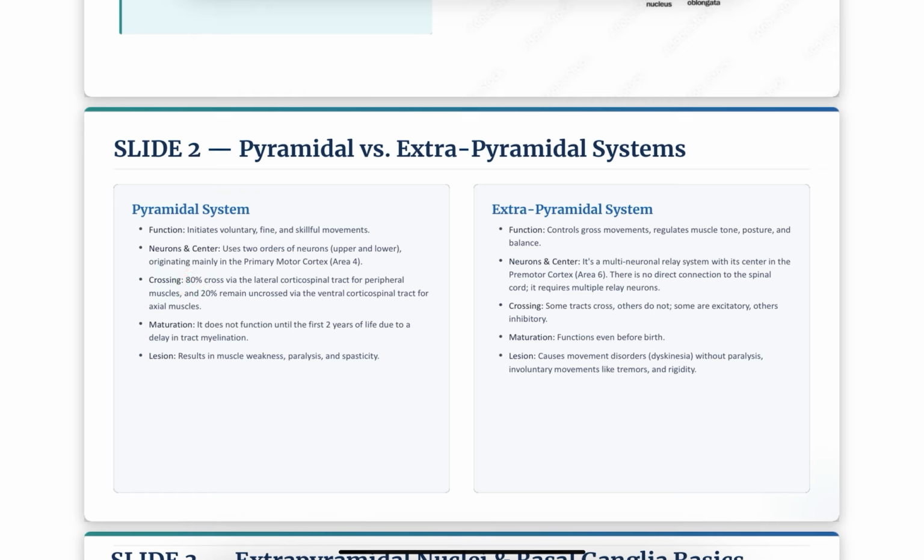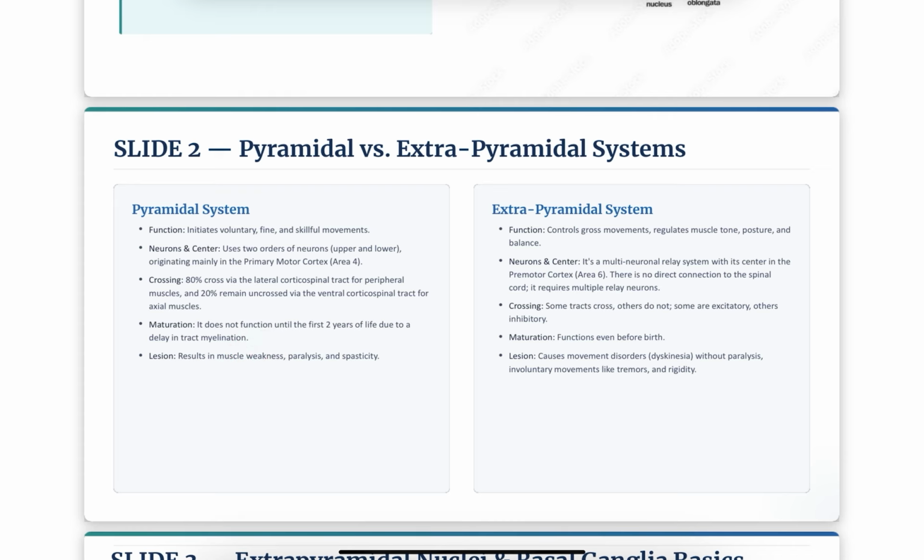Now, another important point is the maturation. So the pyramidal system does not fully function until what? Until the first 2 years of life, because this tract needs time for myelination. So when does it become fully mature? After the first 2 years of life. Why? Because of the myelination. So if the pyramidal system is damaged, what do we expect to see? We mainly expect to see weakness, paralysis, and spasticity.